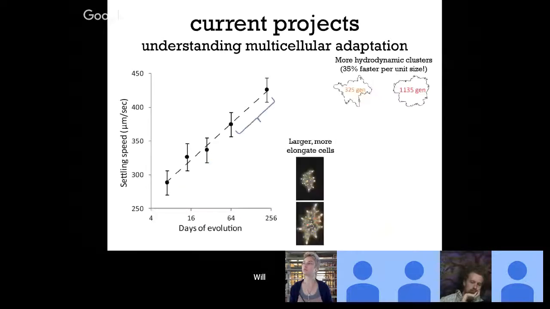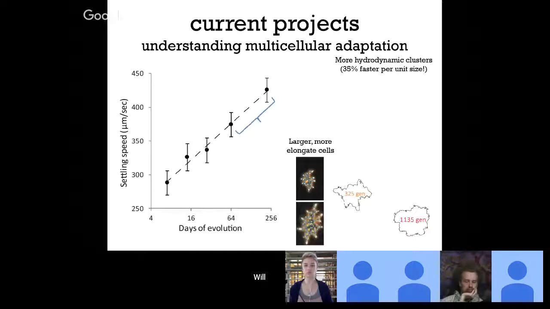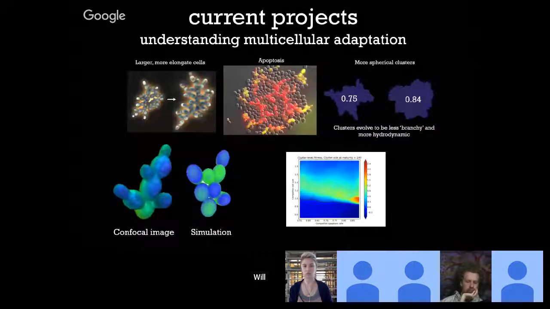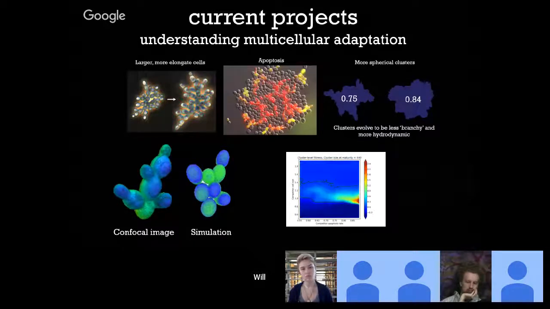And we also see our snowflake yeast evolving to be more hydrodynamic and settling more efficiently by having more spherical groups and having fewer of these branches hanging out into the media, acting as a drag. So our general approach to understanding these traits, like how do you get larger, more elongated cells, what's going on with programmed cell death, how do you get more spherical clusters, is to develop three-dimensional models, which are getting better and better, and actually getting to the point now where they're making predictions which can be tested empirically, and they are super good.